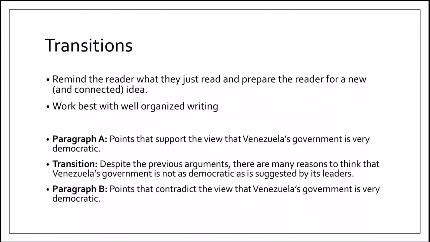I'm going to have points that prove their constitution provides for democratic elections and blah, blah, blah, a seamless transition of power, just like we do in the States. And then I'm going to say, well, yeah, but the government isn't working as well as it should be.